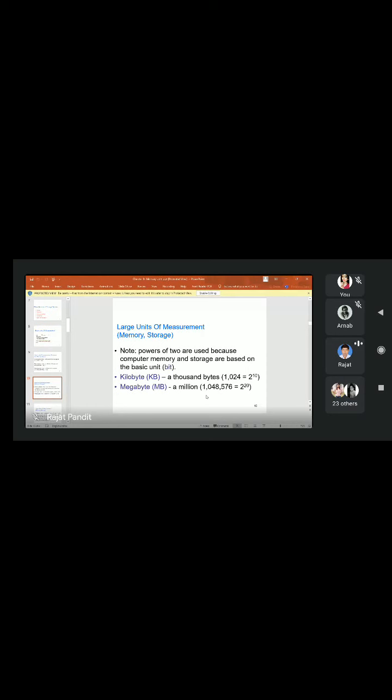Now the large units of measurement, memory storage. The smallest unit of storage is basically the bit, that is 0 or 1. Then there is the byte and the nibble, because 8 bits equal 1 byte, and 1 nibble equals 4 bits. Then the kilobyte. You will see all this information in the book. Everything is not written here. I'm talking about your nibble and your byte, which are not written here. You will see all this information in the book.